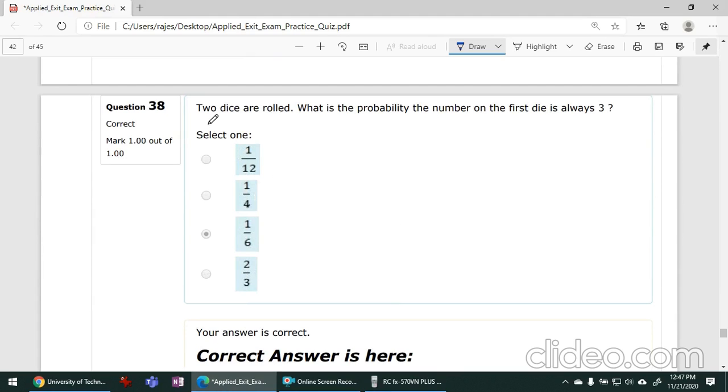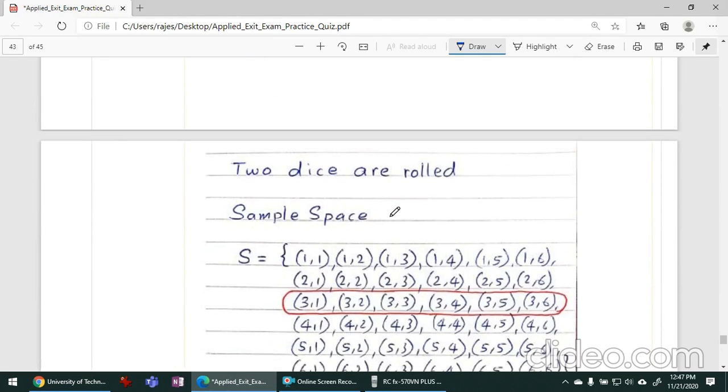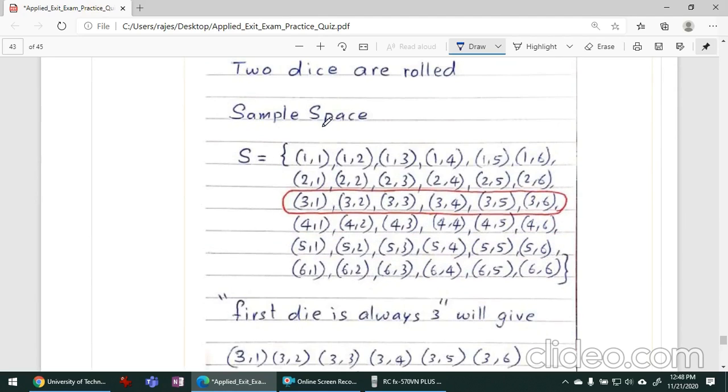Now question number 38. 2 dice are rolled. What is the probability that the number on the first die is always 3? 2 dice are rolled. Okay, so look here. This is the sample space. Sample space means all the answers. Maybe the number is 1 1 or 1 2 or 1 3, 1 4, 1 5, 1 6, up to 6 6. So we have 36 possibilities.